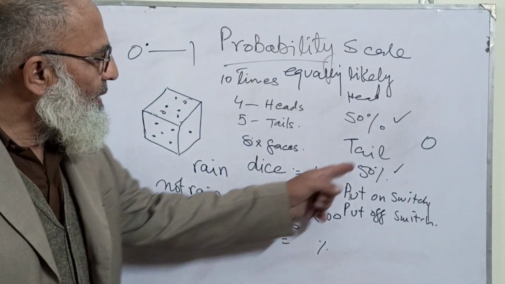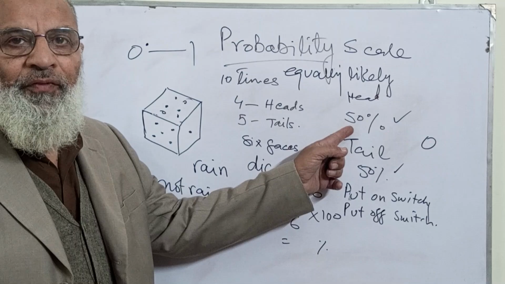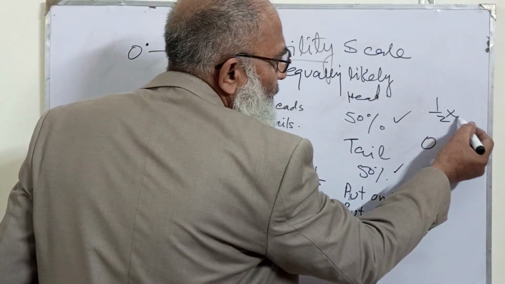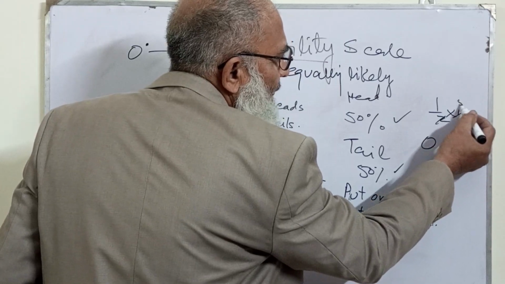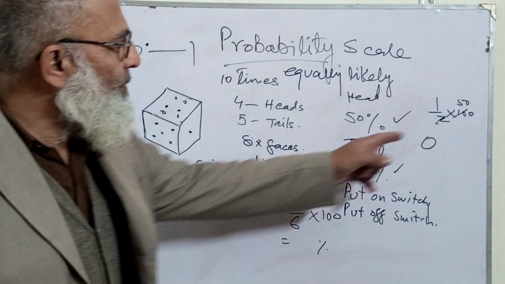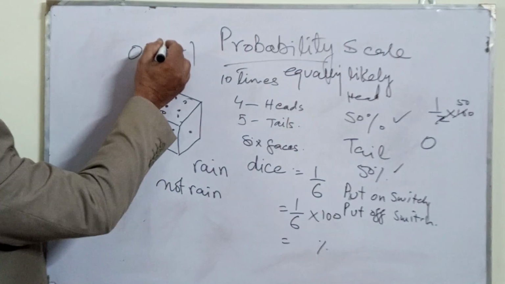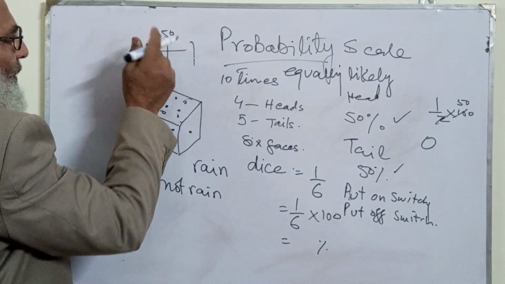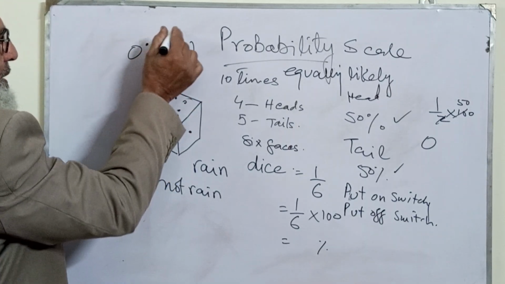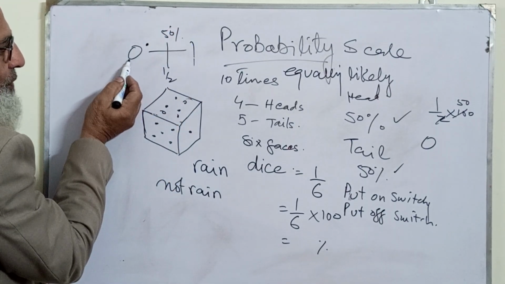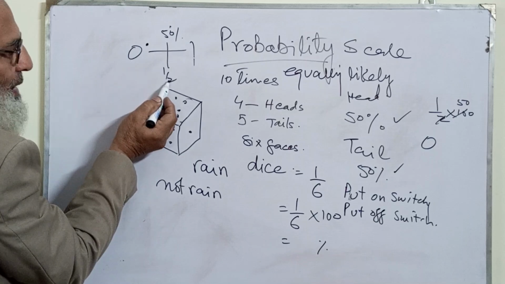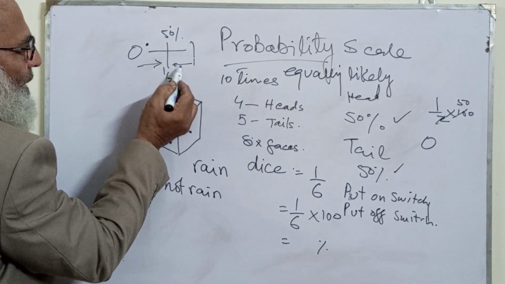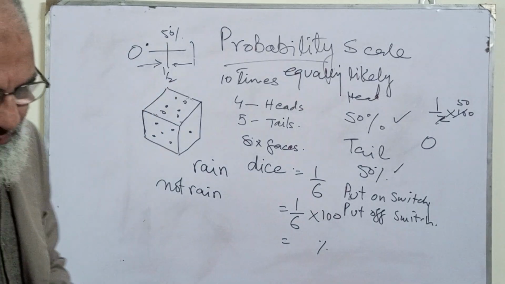If I flip the coin, similarly, you see that there's a 50% chance. That means there is a 1 by 2 chance. 1 by 2 is 50%, so 50 comes somewhere here. Half comes over here, which is 50%. Now you see that it is exactly in the middle, more than 0 and less than 1.